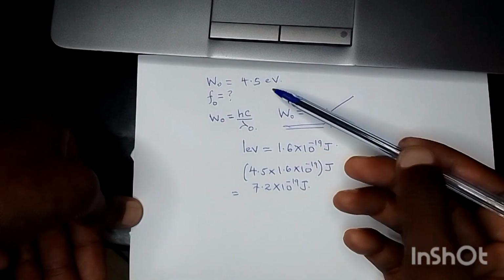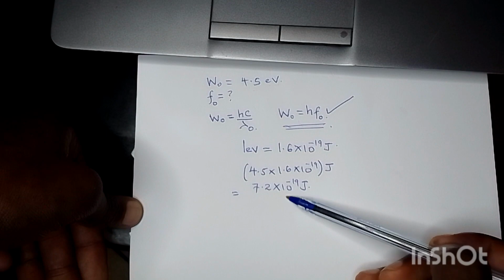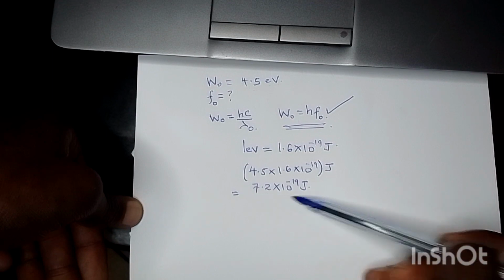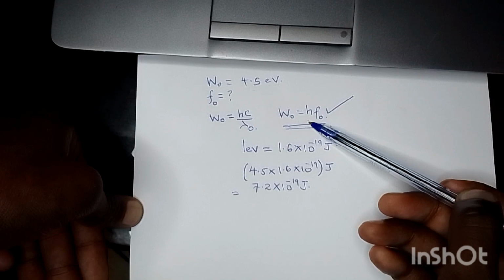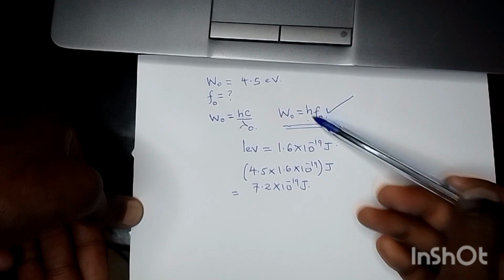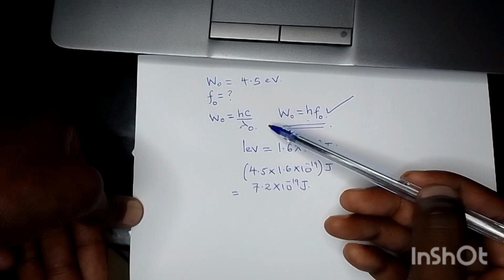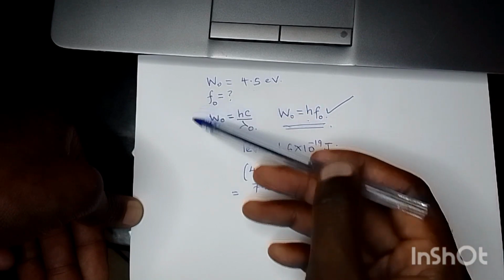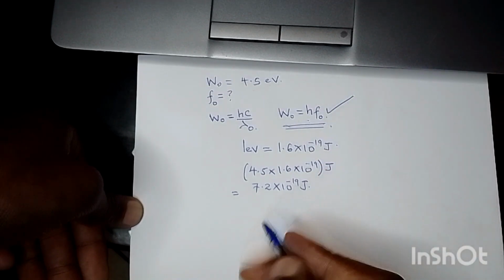So this is the work function now in joules. Remember, we are given work function in electron volts. We've converted our work function to be this in joules. Now I can substitute in this equation. I'm using this equation because I'm looking for f naught. Suppose the question would have asked us to get the lambda naught, I would have used the other equation.